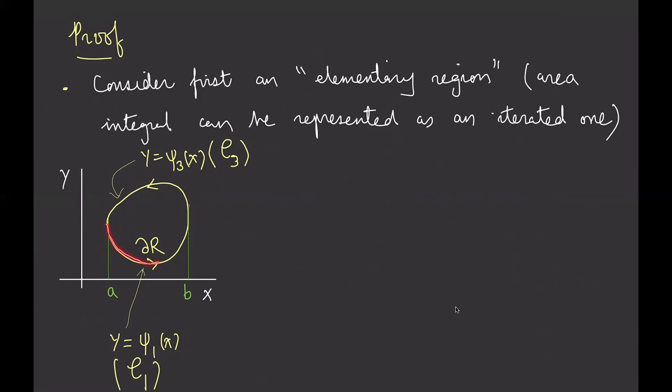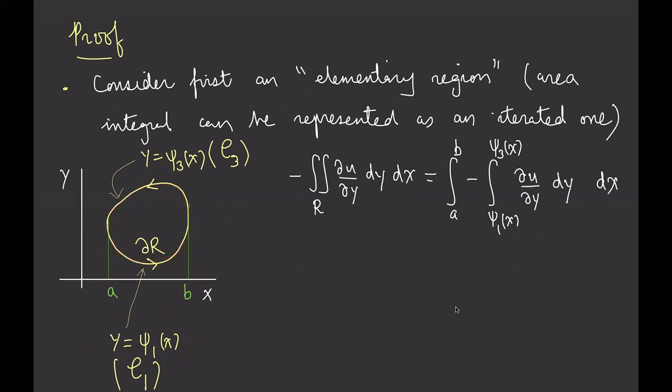I can split this into two. The lower boundary, I can call a curve y equals phi 1 of x, and the upper boundary, I can call a curve y equals phi 3 of x. This lower curve I'm going to call C1, and the upper curve I'm going to call C3.